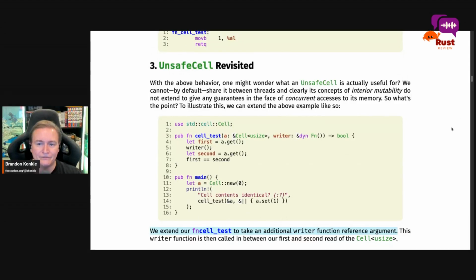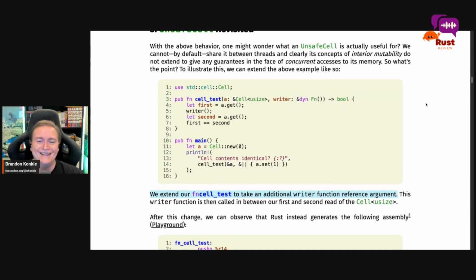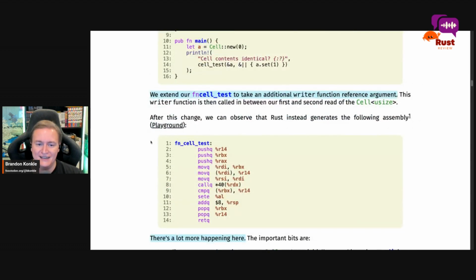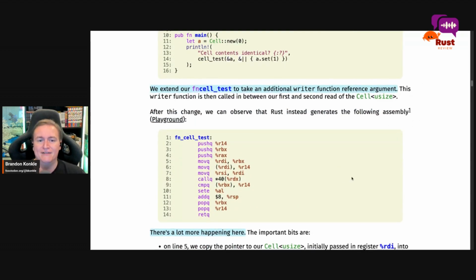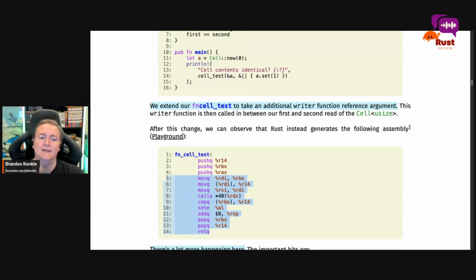And so he calls out, okay, if that kind of thing can happen, then what is UnsafeCell good for anyway? If you can't share it between threads and interior mutability isn't guaranteed, it can be optimized out, then what's the point? So he talks more about different ways to trigger different behavior in the resulting assembly code. And so he adds a call to a writer in between, which could be any kind of dynamic function, and calls out how this changes the assembly that gets generated by Rust.